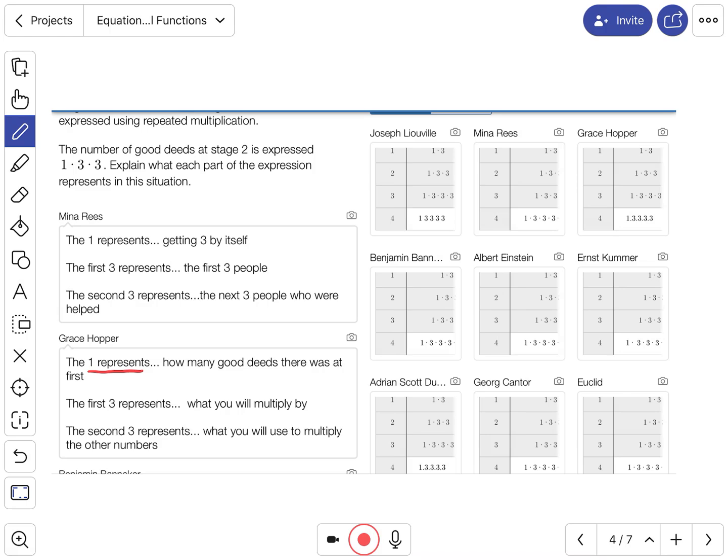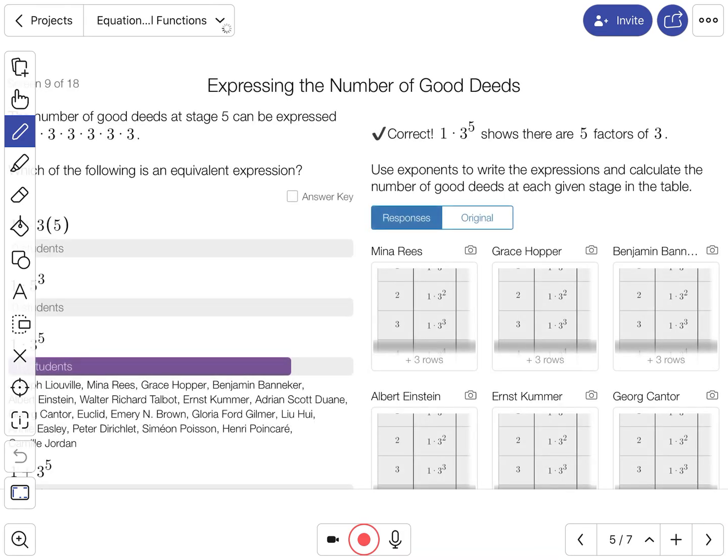So the 1 represents how many people there were at first, or good deeds. There was 1 good deed, right? And then the 3 represents how many more people, the next 3 people that were helped. And then the next 3 represents the following step of number of people that were helped. And so the point of that is to come up with the equation.